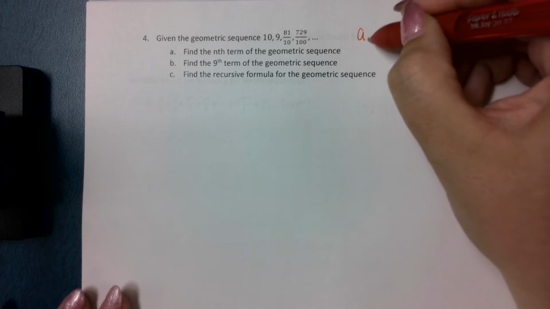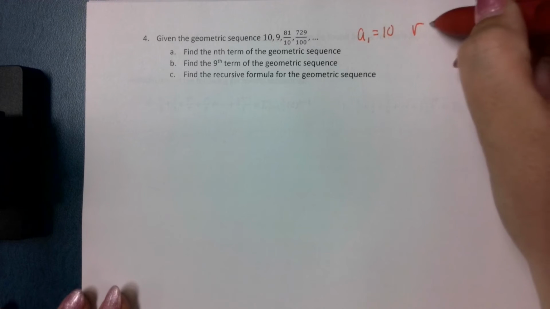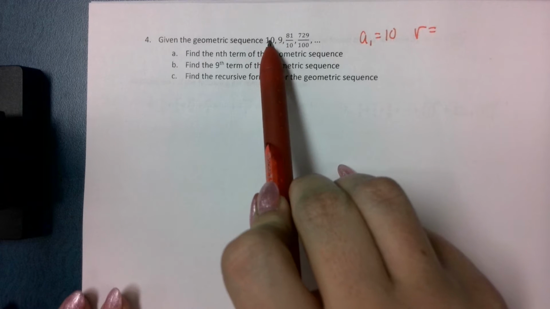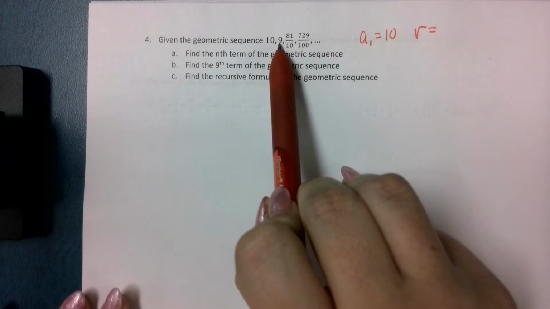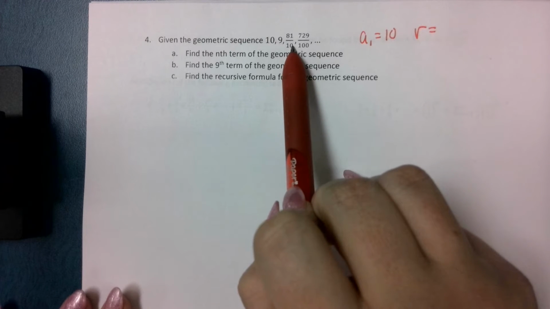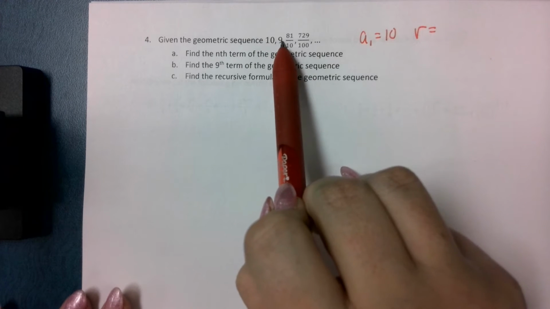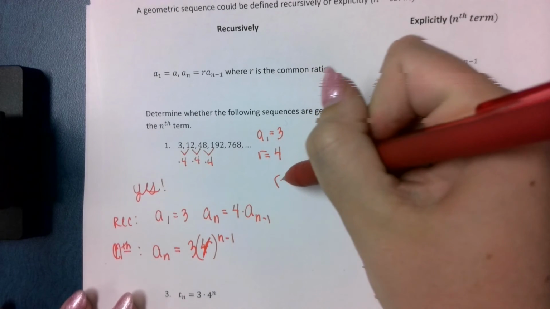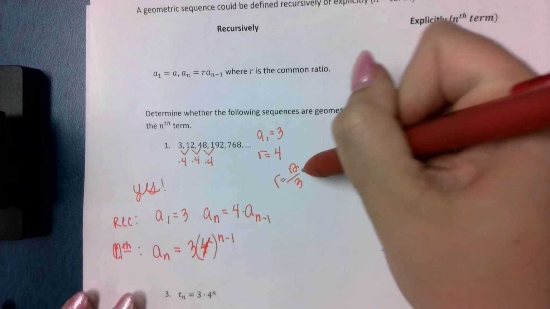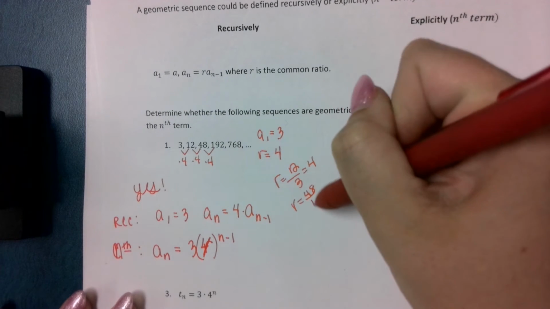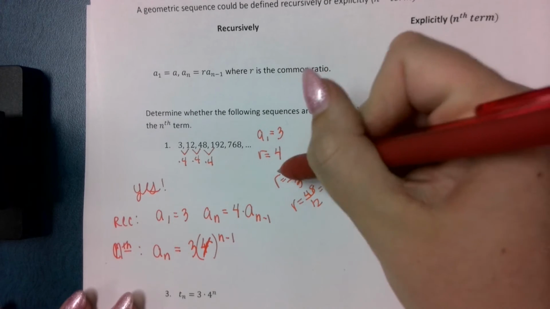So a sub 1 is 10. Now r is what am I multiplying by each time? What did I have to multiply to go from 10 to 9, and then to go from 9 to 81 over 10? Well, if we can't think of that in our head, can't I just divide, right? In the earlier example, r would have been 12 divided by 3, which gives us 4, or 48 divided by 12, which gives us 4. So we can always divide to find r.